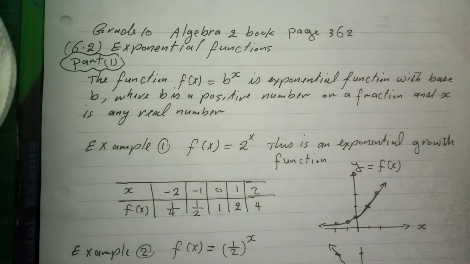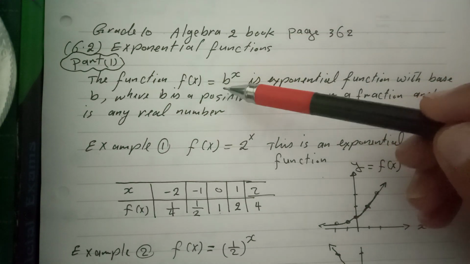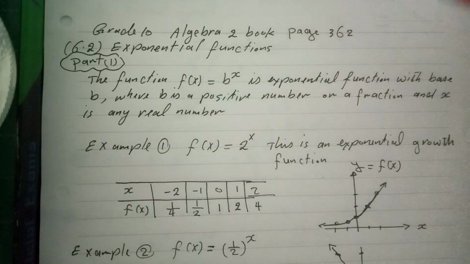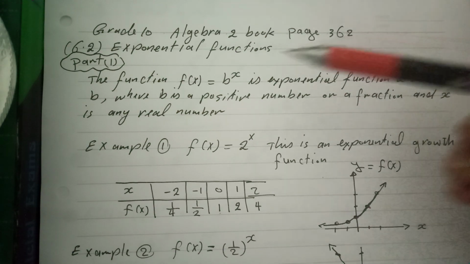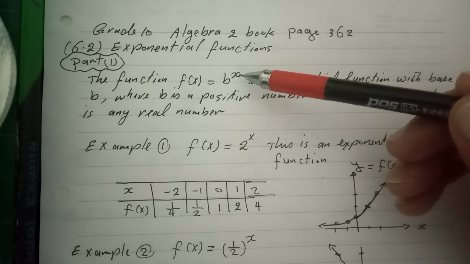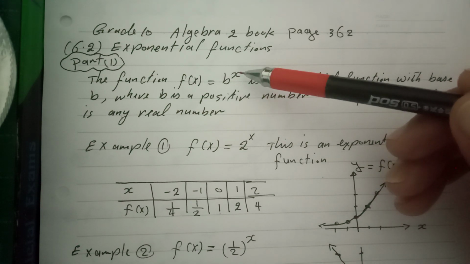This is the definition of the exponential function. It is a function of this type, f(x) equals b power x. This is the function notation, where b is the base and x is a variable. B is the base, meaning a fixed number, and x takes different values.